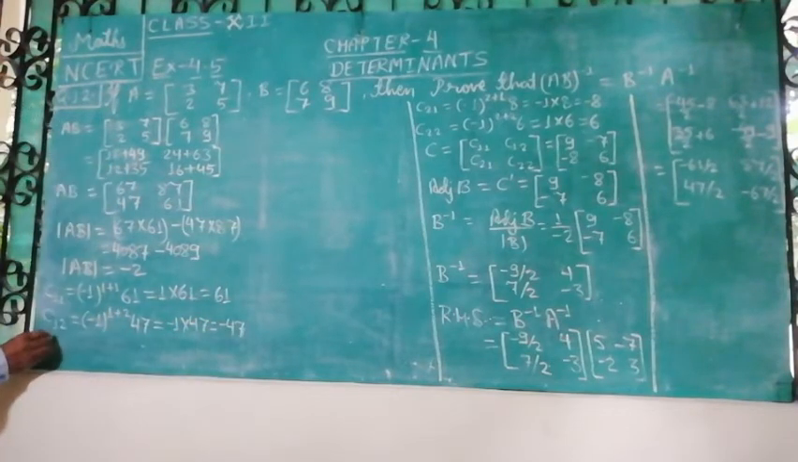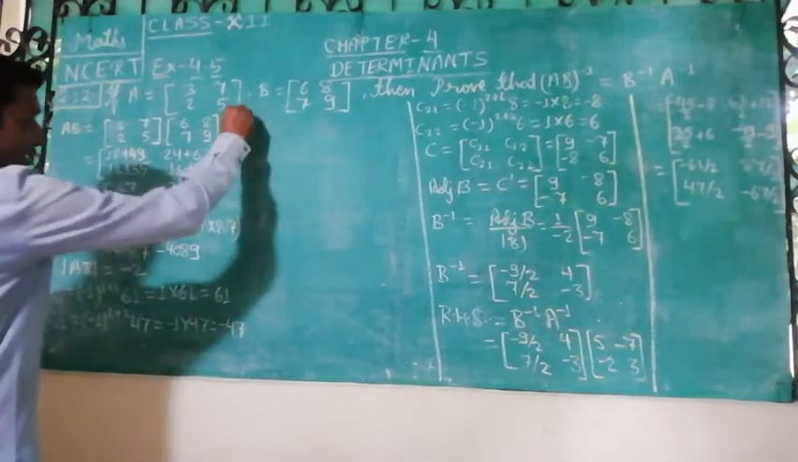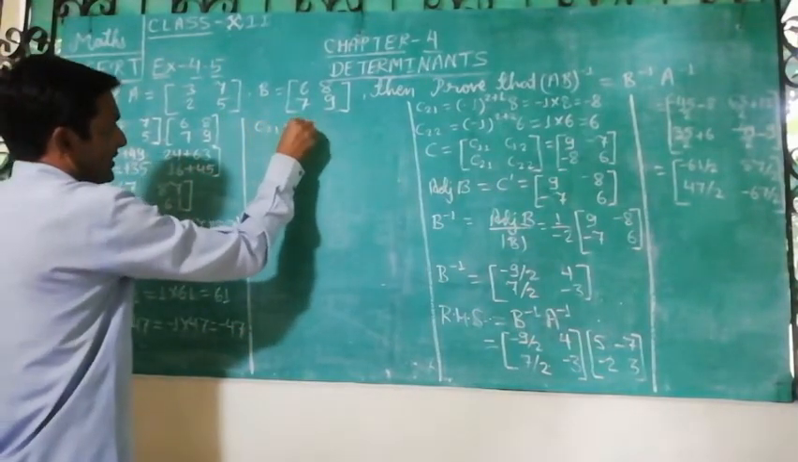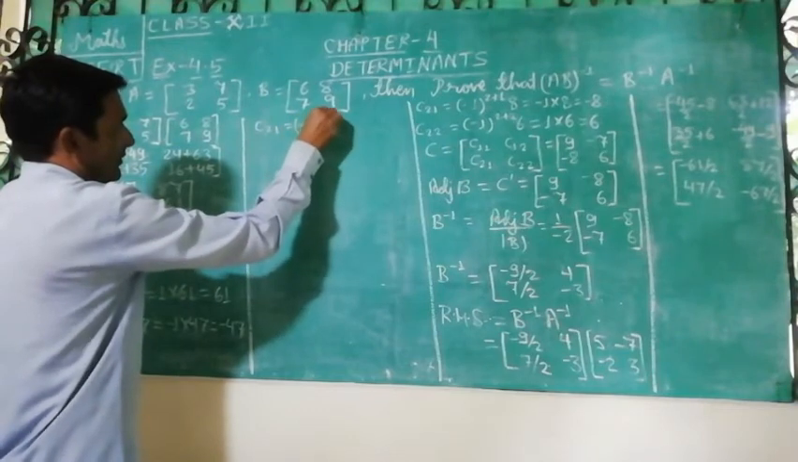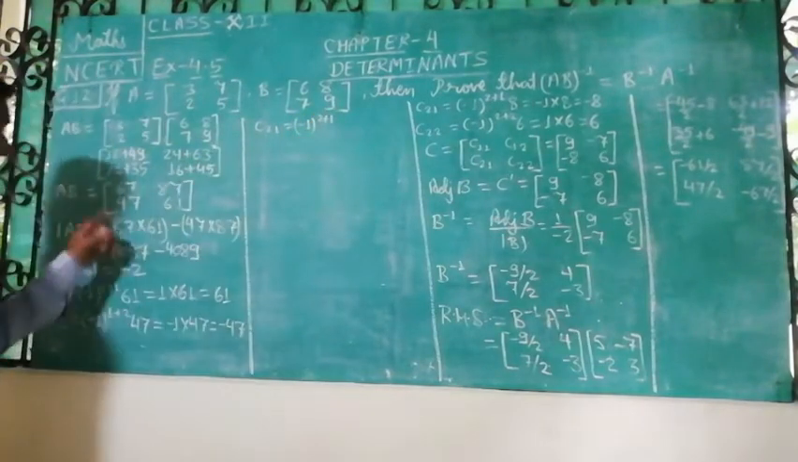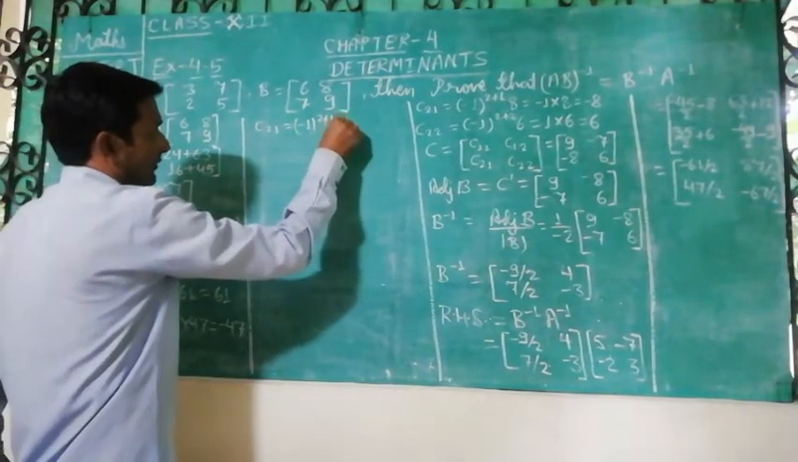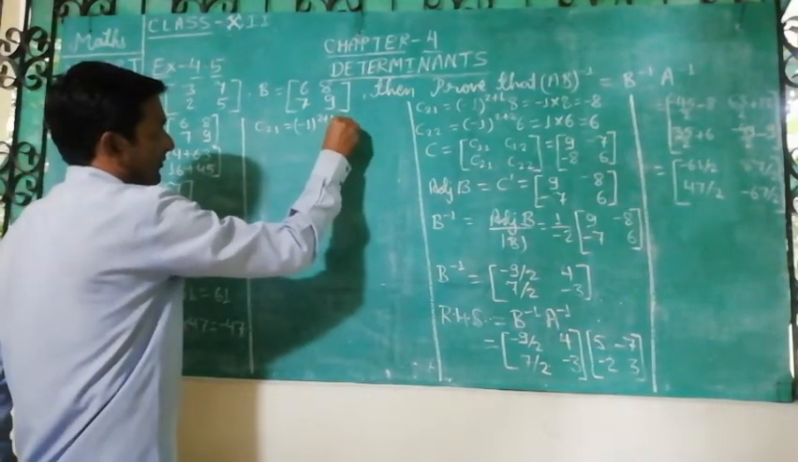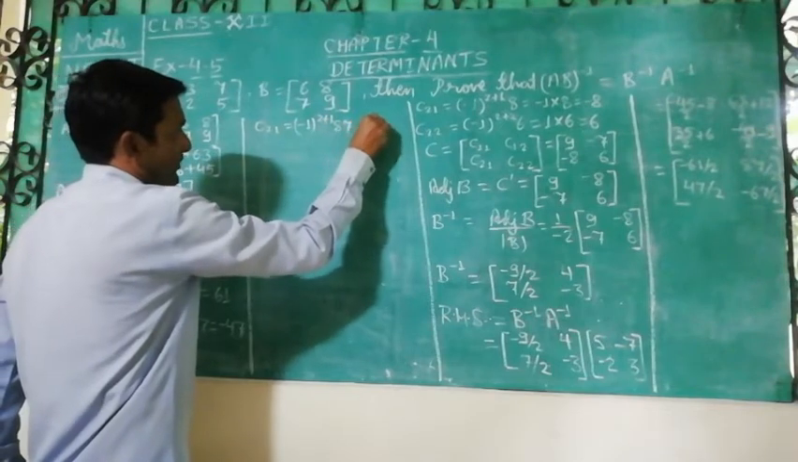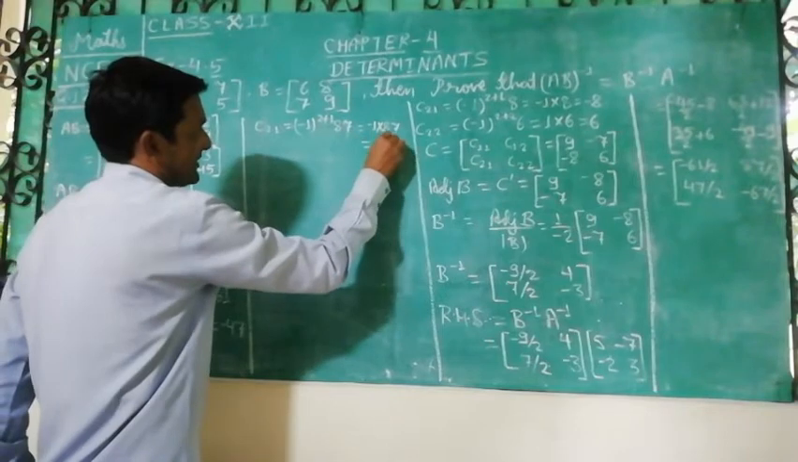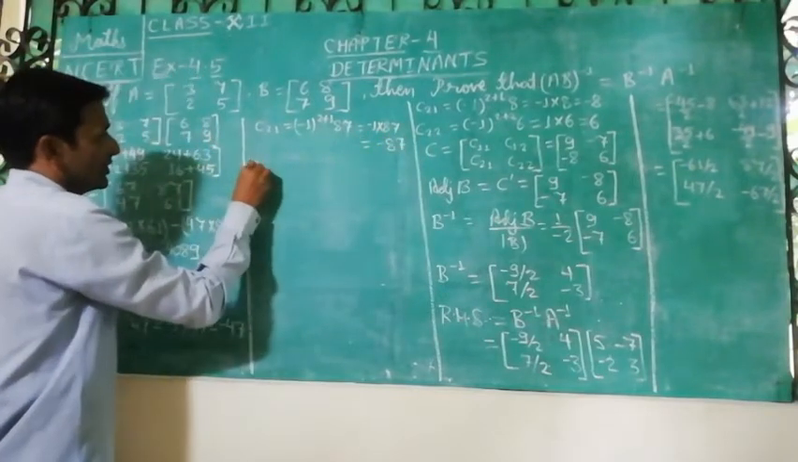Now C21. Let us determine here only. C21 is equal to minus 1 raised to the power 2 plus 1. And then second row, first column will be eliminated. 87. So it will be equal to minus 1 into 87, that is minus 87.